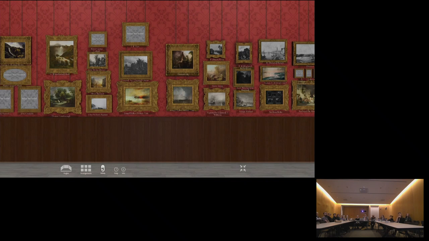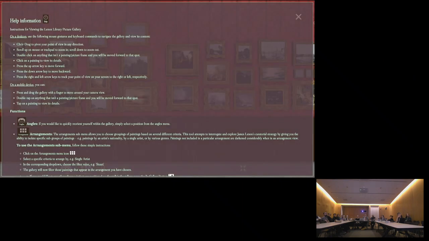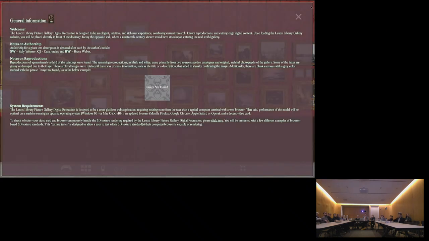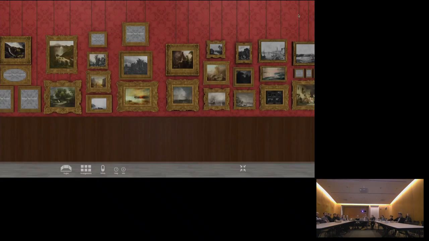Oh, I see. So it just puts it on there. Yeah, because they can be distracting, so I just... And then there's the help dialogue and info dialogue, which just tell you system requirements, et cetera. So just basic housekeeping stuff.